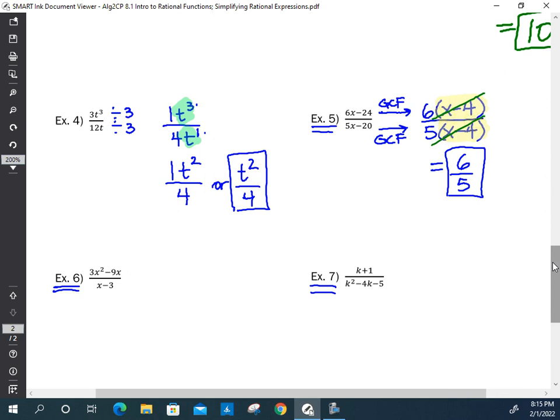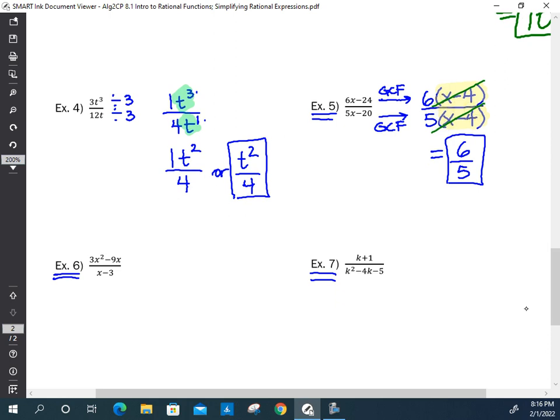So watch what took place there. Factor the top, factor the bottom, and then cancel out what they share. So get used to hearing that a lot.